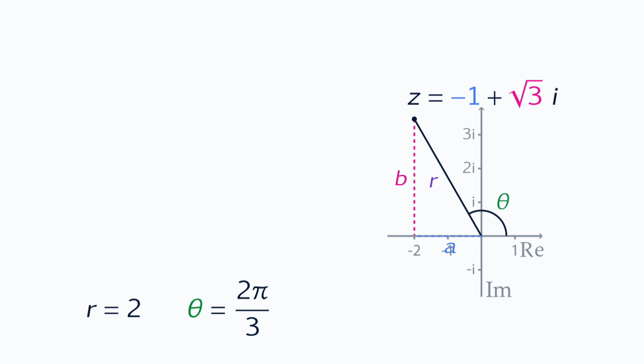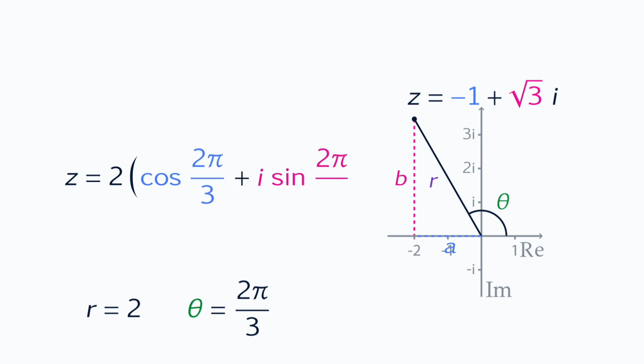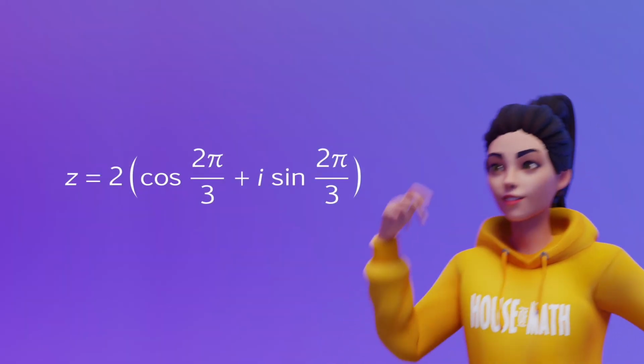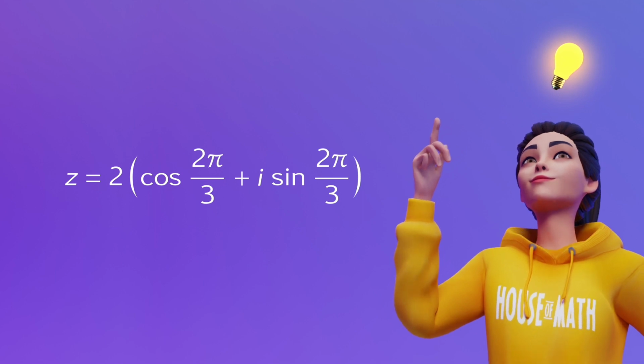Finally, let's use the norm and the argument to write z in polar form. z equals 2 times the cosine of 2 pi over 3 plus i times the sine of 2 pi over 3. Nice! You've now written a complex number in polar form.